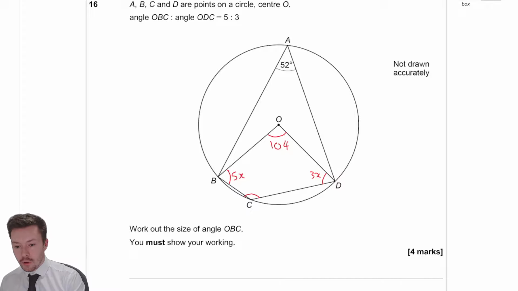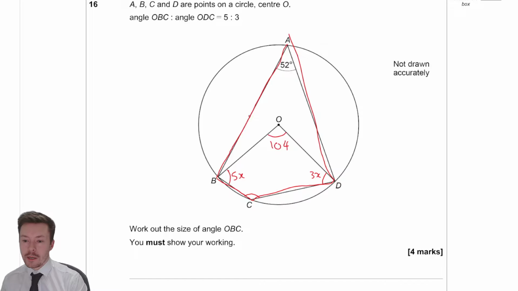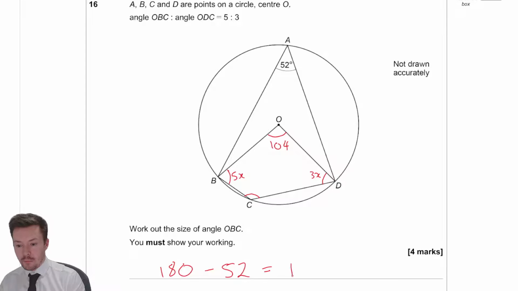And then I know that if I look at this full quadrilateral, that's probably a better way of saying it, opposite angles of a cyclic quadrilateral add up to 180 degrees. So what I can do is 180 take away 52, and that's going to give me 128. Okay, and then from there, we have got another quadrilateral, which is OBCD, this one.